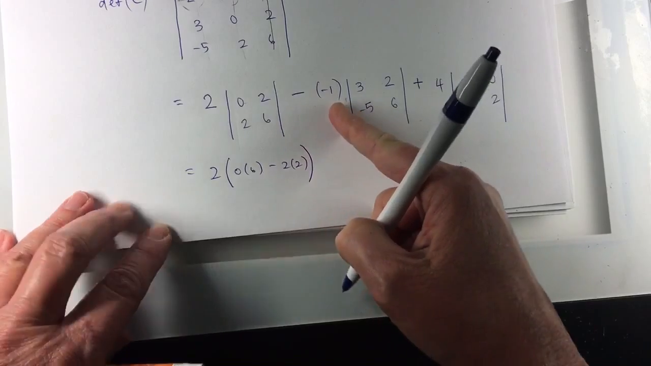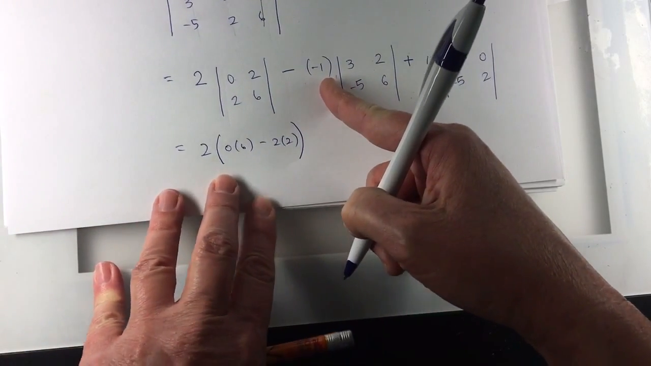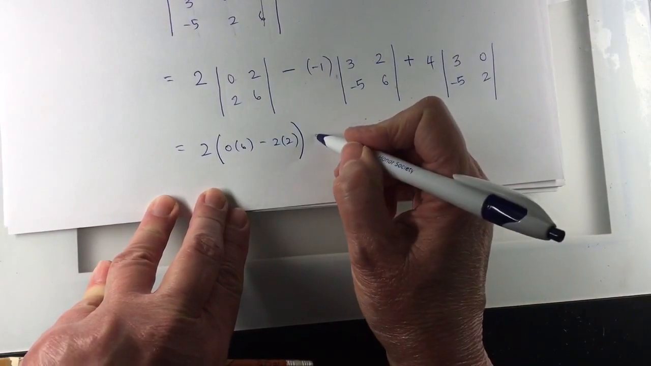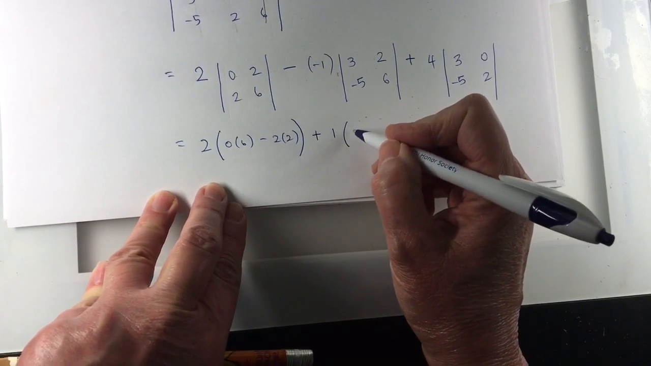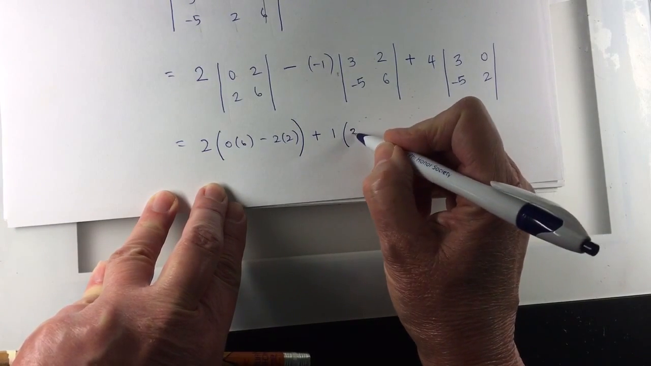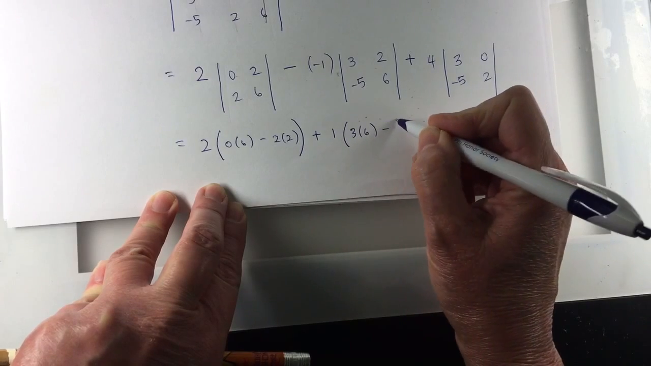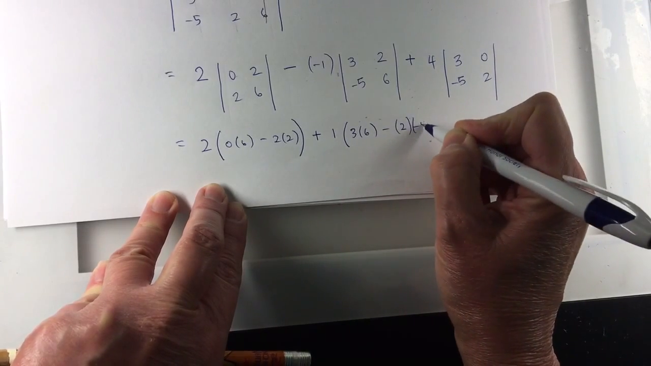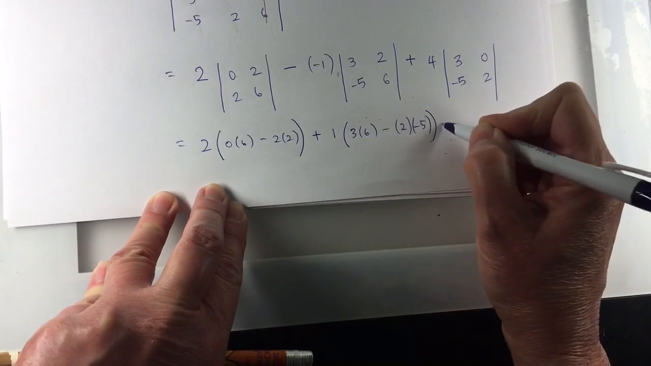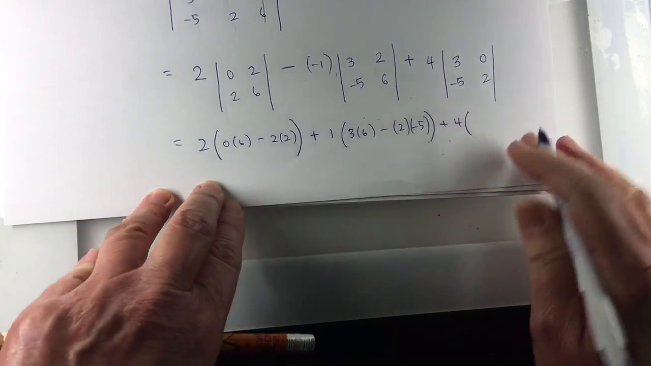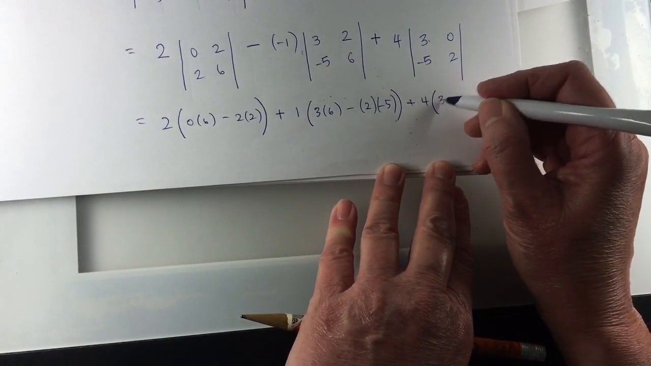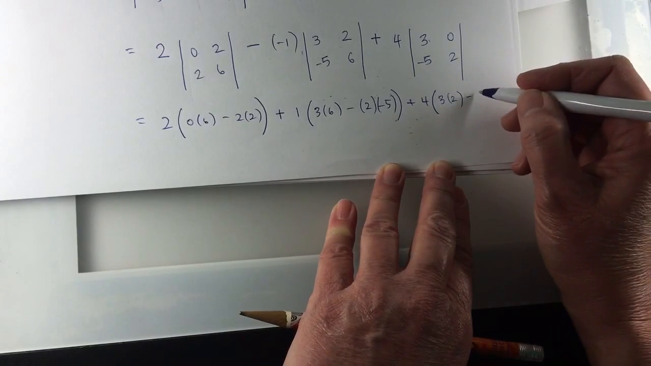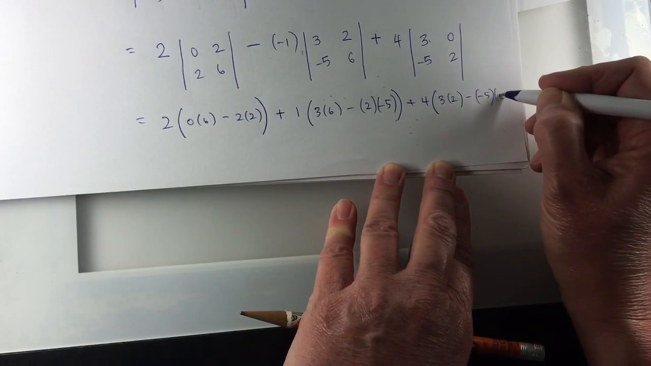Now this minus -1, at this point I can write plus 1 times 3 times 6 minus 2 times -5, then plus 4, 3 times 2 minus -5 times 0.